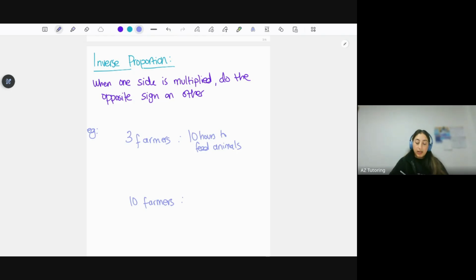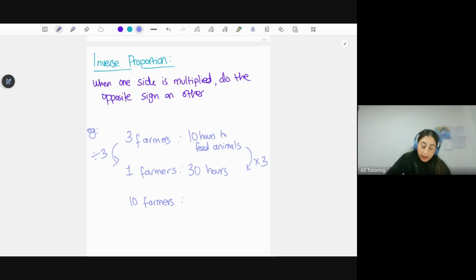Again, I want to work out how long it's going to take 10 farmers. I can't go from 3 to 10, so I'm going to go from 3 to 1 farmer first because it's easier, and then from 1 to 10. To get from 3 to 1, you divide by 3. But this time on the other side, I'm going to times. Because I divided by 3 on this side, I'm going to multiply by 3 on the other side. 10 times 3 is 30 hours. If you think of it logically, if you have 3 farmers and it takes them 10 hours, one farmer doing the same job is going to take triple the time. Instead of 10 hours, it's going to take the one person 30 hours.